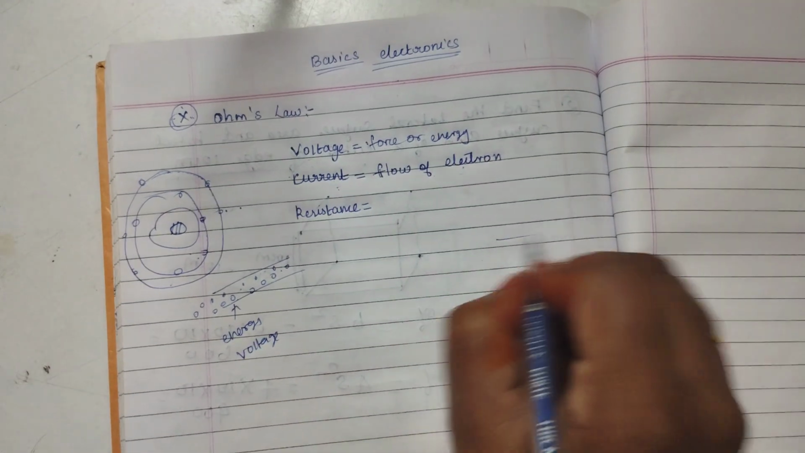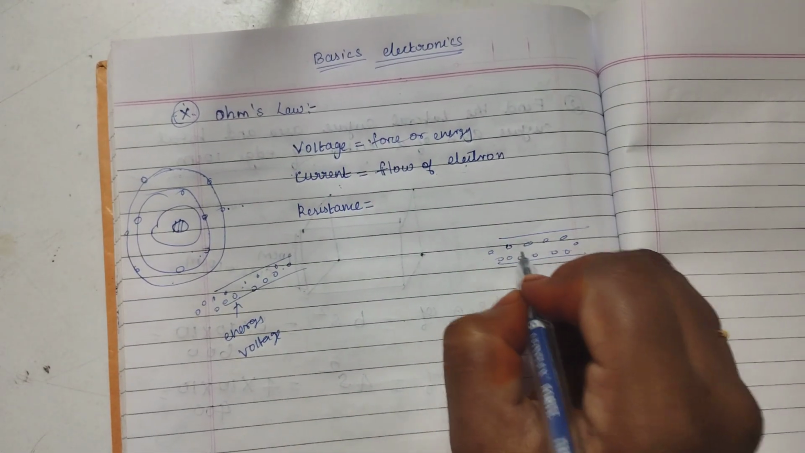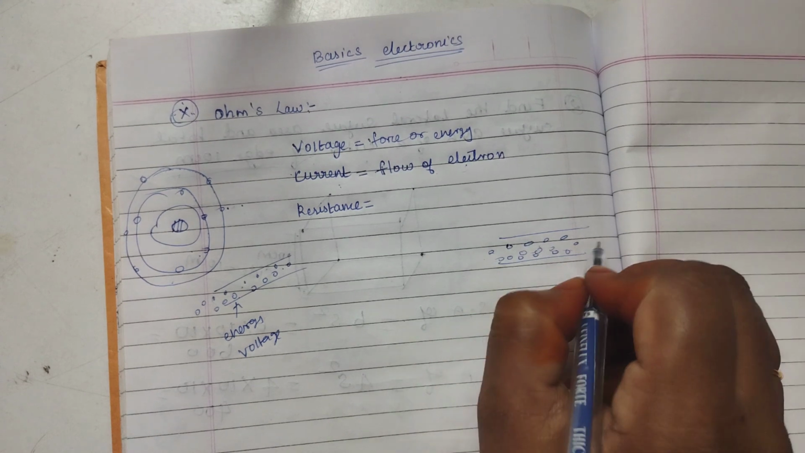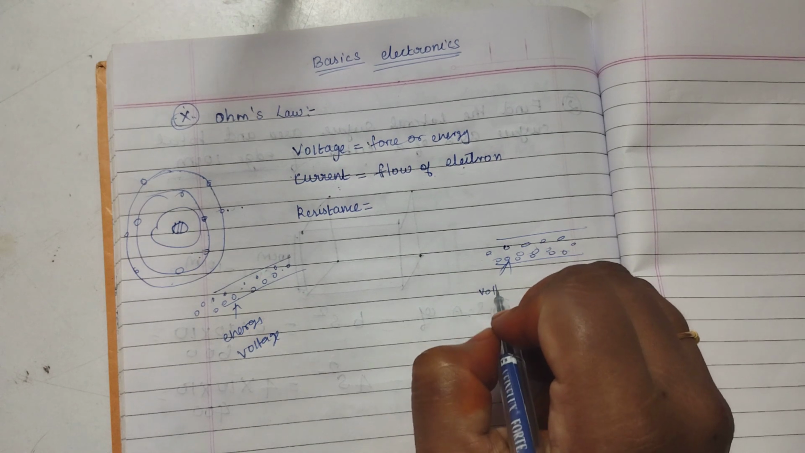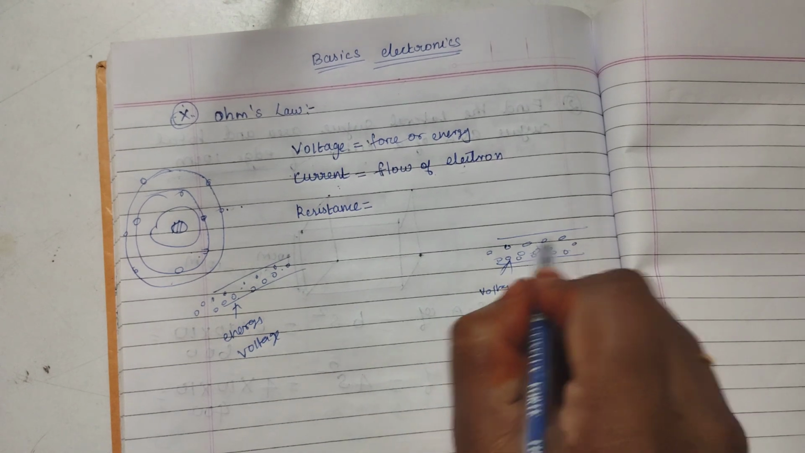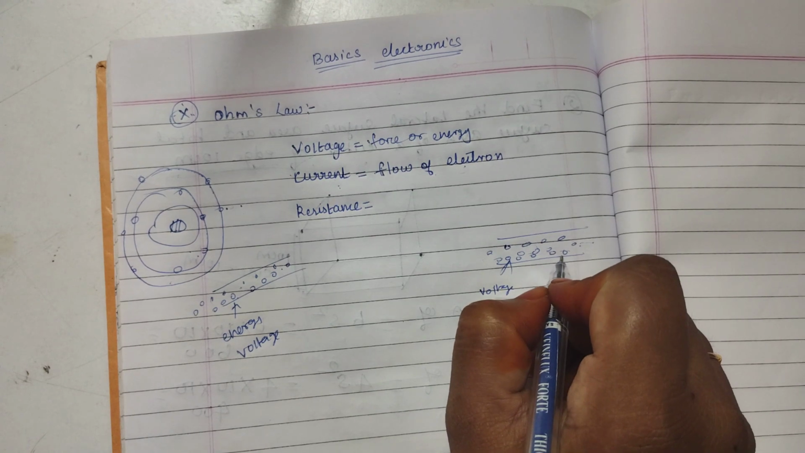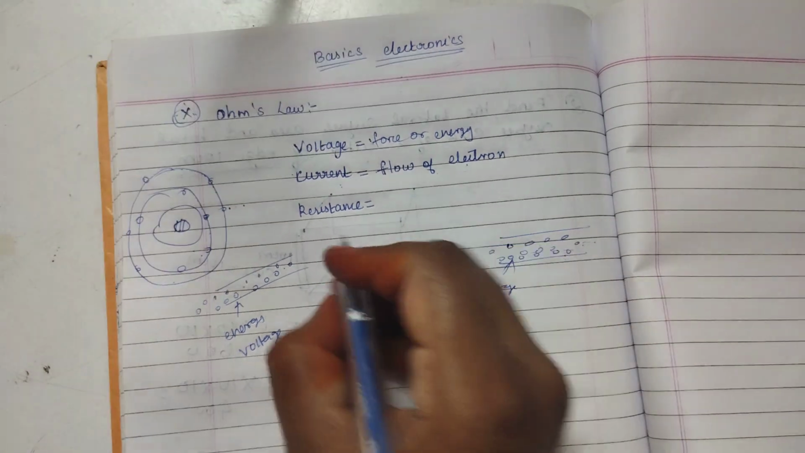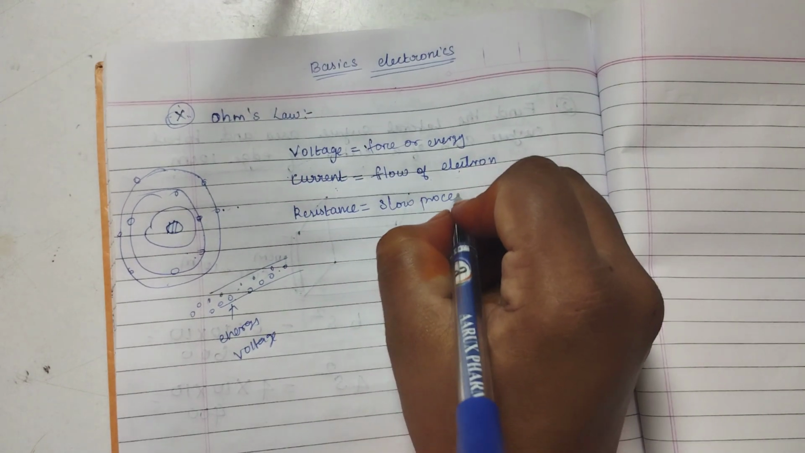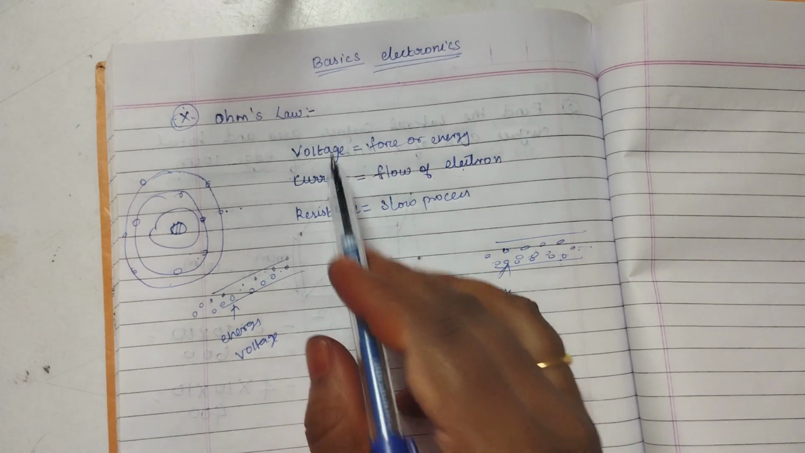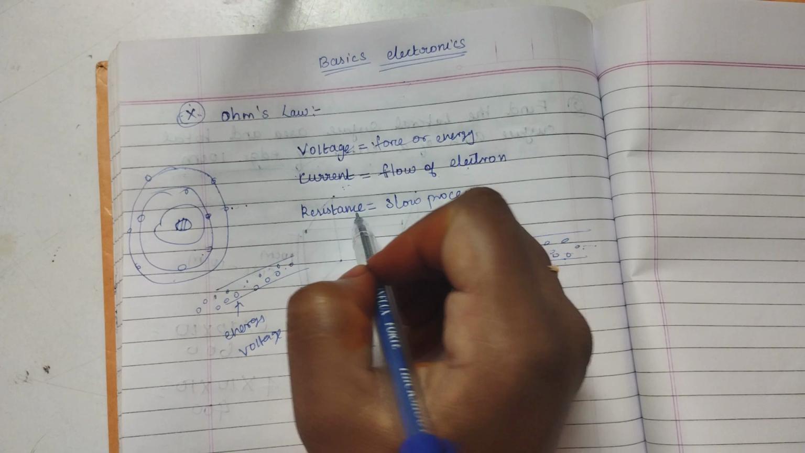So this is an appliance, and these are the electrons flowing here. We want to make these electrons move faster, so we need one thing called voltage. Then if the flow of electrons is moving too fast, we need to slow them down, so we use a resistor for the slow down process. These are the three things in Ohm's law: voltage, current, and resistance.